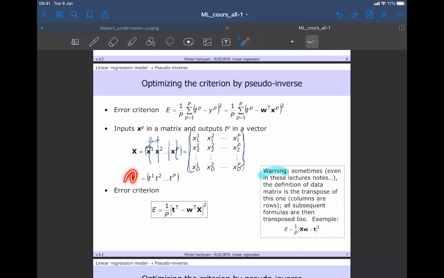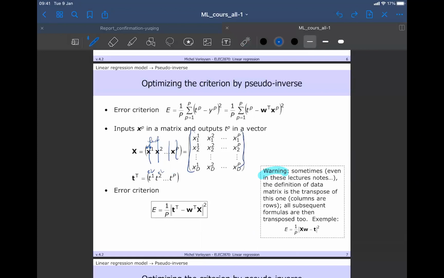The target is then, each time, again a column vector. So when I take the transpose, I have a row vector with the property I want to predict. It can be here the band gap in eV for each of my compositions.